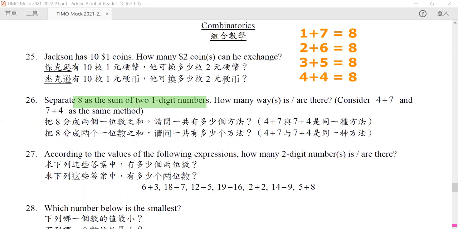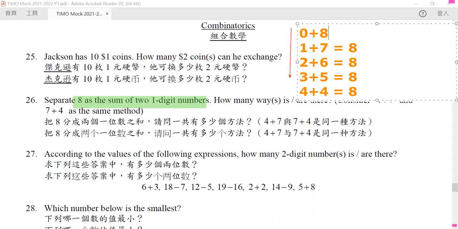Now, notice that when we are counting, we are following the order. For our first number, 0 plus 8 equals 8. Oh, yes, because now one of you raises a very good question. There's still one of them, which is 0 plus 8, right? 0 plus 8, okay? So in total, there will be 5 of them.